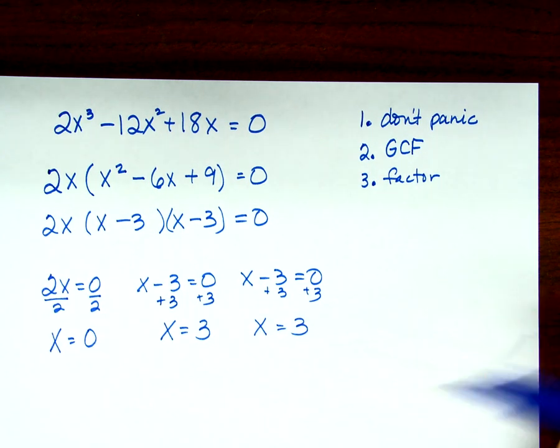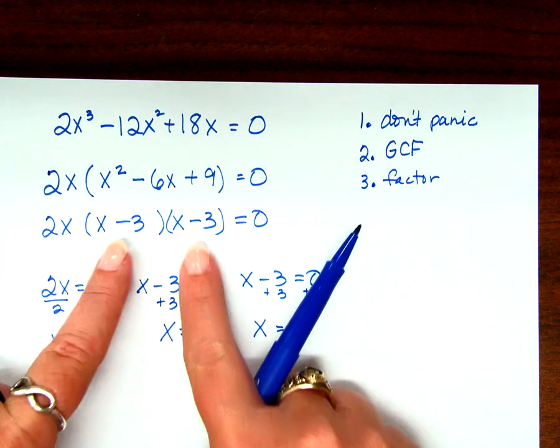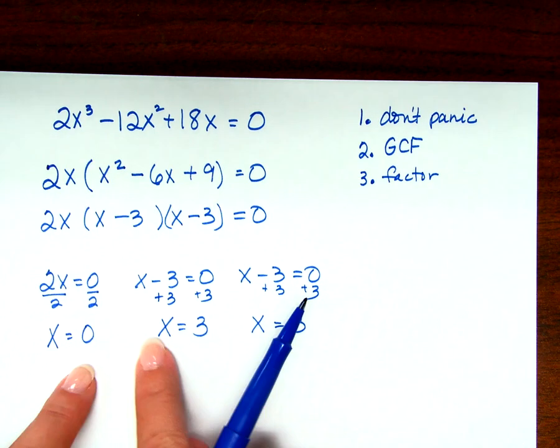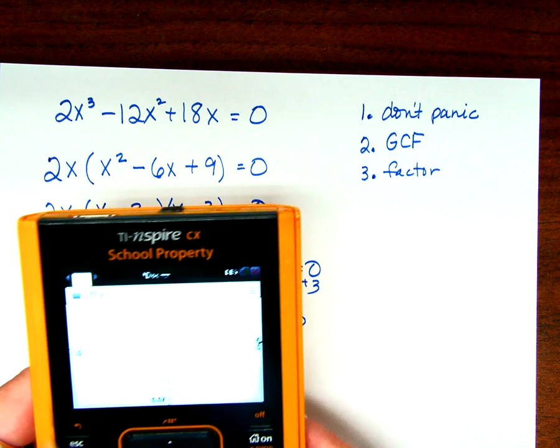Okay? Now, some people get confused because these are the same. What do you say to that? Okay. Yeah, I still got 3 answers because I still set each factor equal to 0 and got 3 answers. Okay? Now, I do want to show you something that I think is interesting. But then again, I'm a math teacher. But I think you might think it's at least a little interesting.